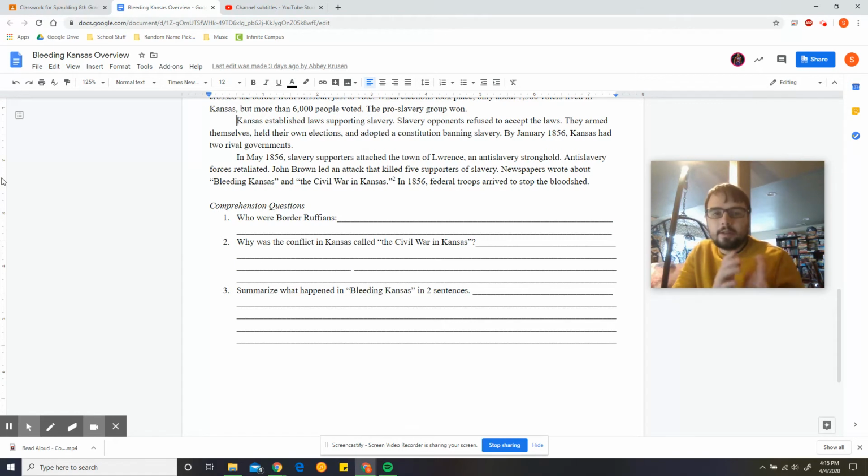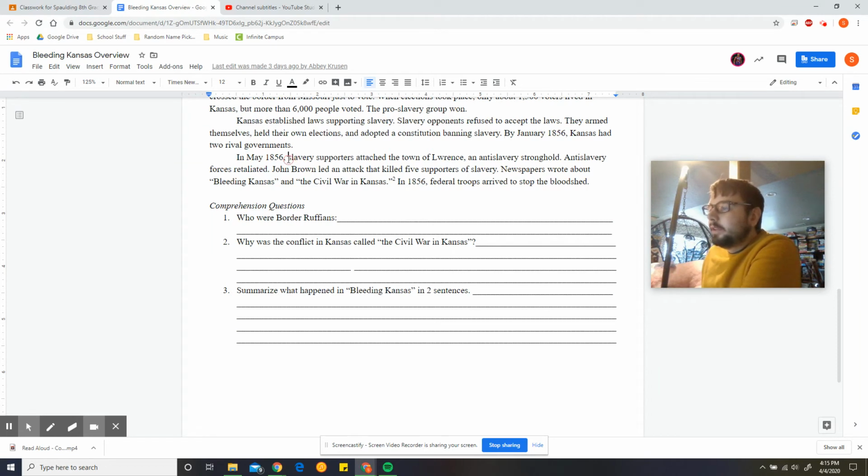But then this other group of people, probably abolitionists, people that don't like slavery, refused to accept these laws. They armed themselves, held their own elections, and adopted a constitution banning slavery. Basically, they said, we don't accept this, we're starting our own government in Kansas. And by January of 1856, Kansas had 2 rival governments. You have the slavery government and you have the anti-slavery government.